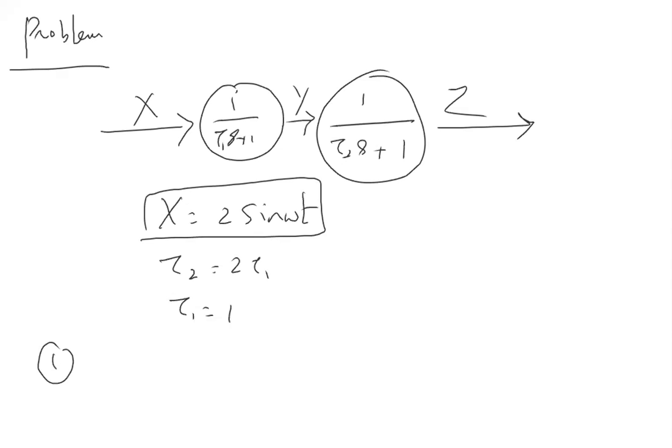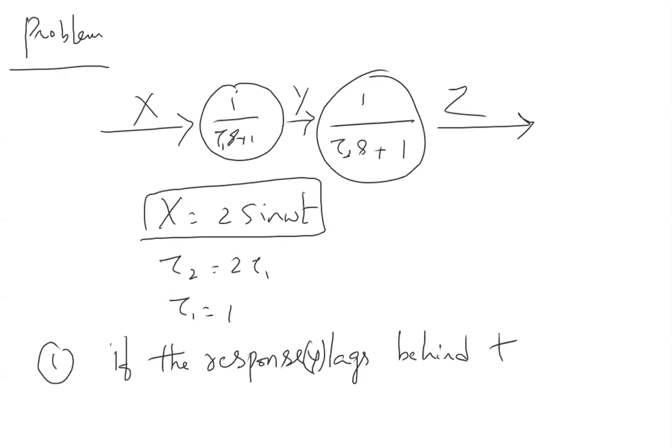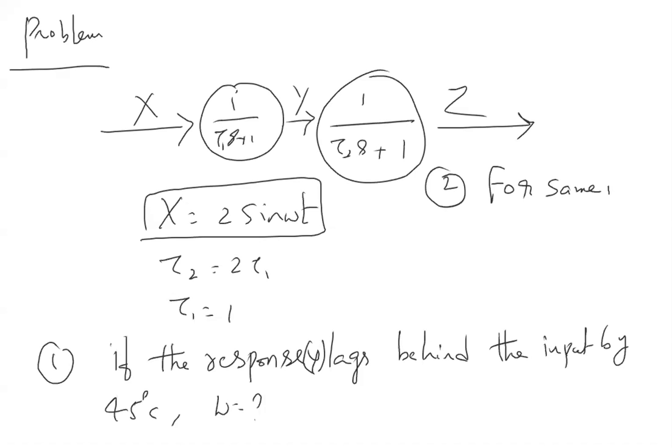So the first question is, if the response y lags behind the input by 45 degrees, then what is omega? The second question is, for the same input, the amplitude of z is?